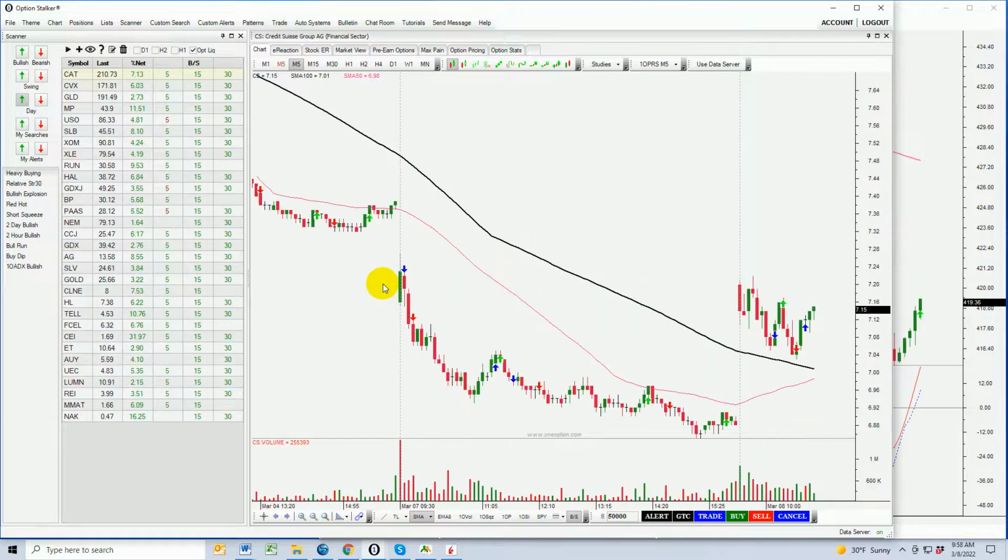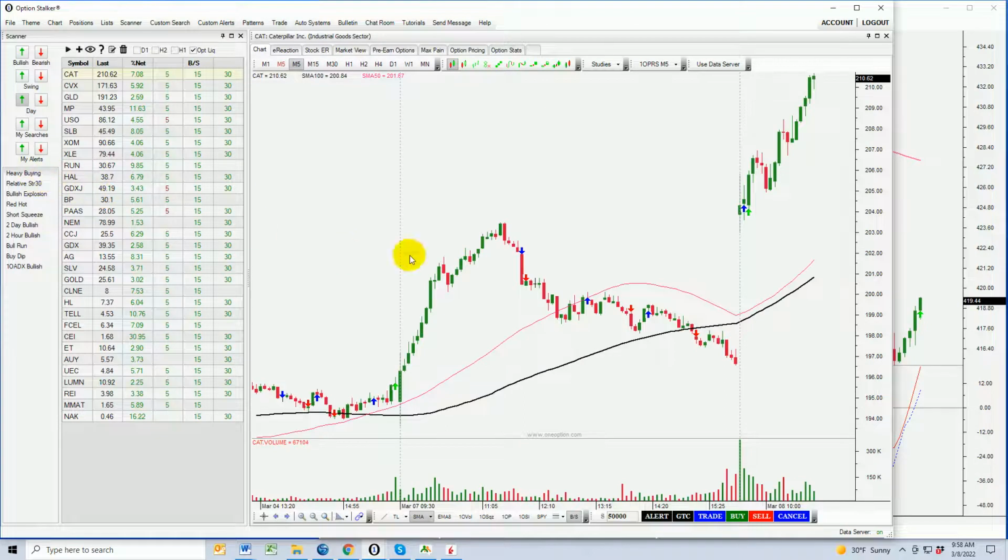I'm looking for a little move higher in the overall market. So those are the things that I'm watching so far today. So I'm going to give you a bullish pick. So let's go in and take a look at some stocks. I'm going to go right to the top of my heavy buying list.